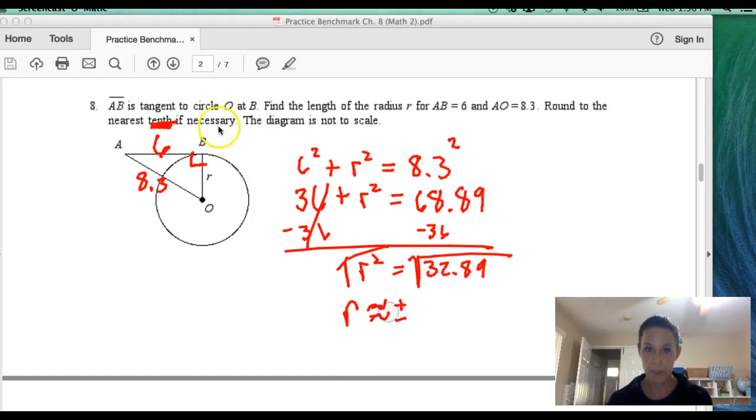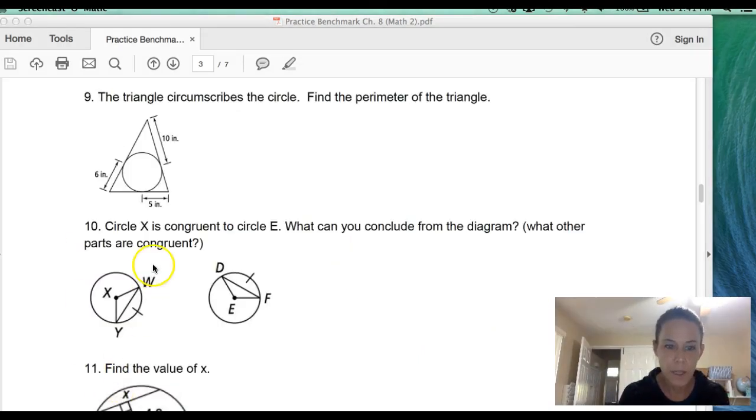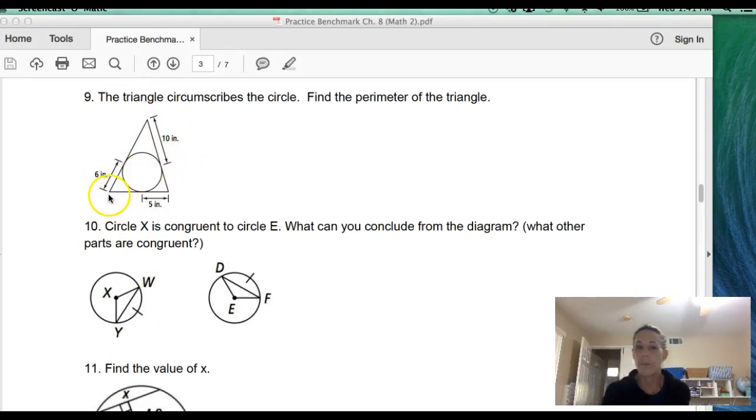So I'm going to do a squiggly because I'm going to round to the nearest tenth. 5.73, I'm going to go 5.7. It's a plus or minus solution. However, since we're dealing with distance, we don't care about that minus solution. So we're just going to have positive 5.7. And that's our r.